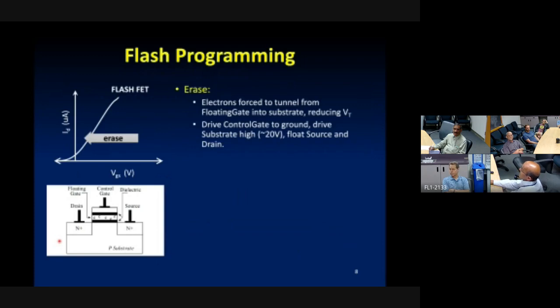Okay, when we program, there's this first step called erase. Erase basically brings the flash threshold voltage all the way to the lab, which is a negative threshold voltage. The mechanism of doing it is shown here. Like you drive the control gate to ground.